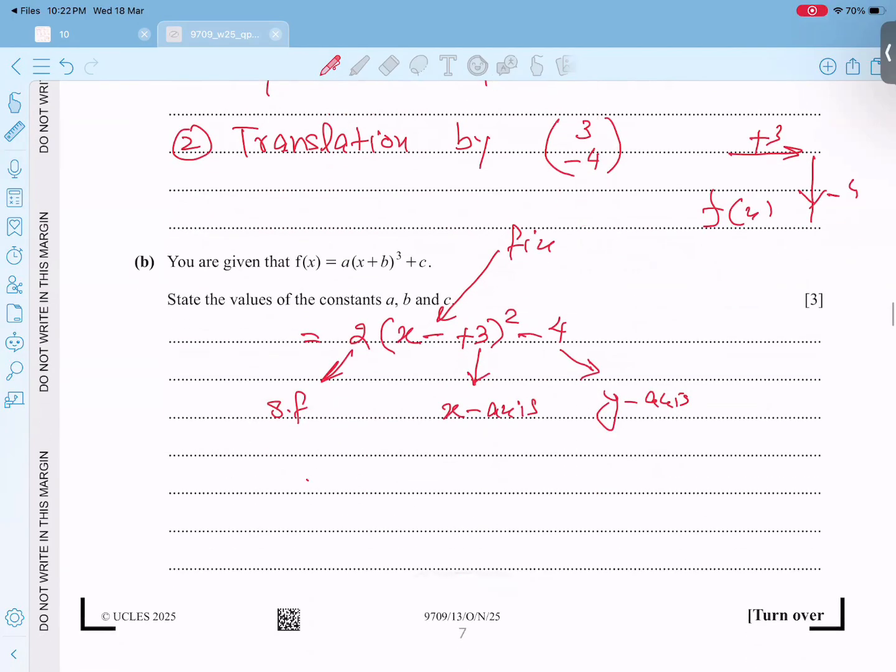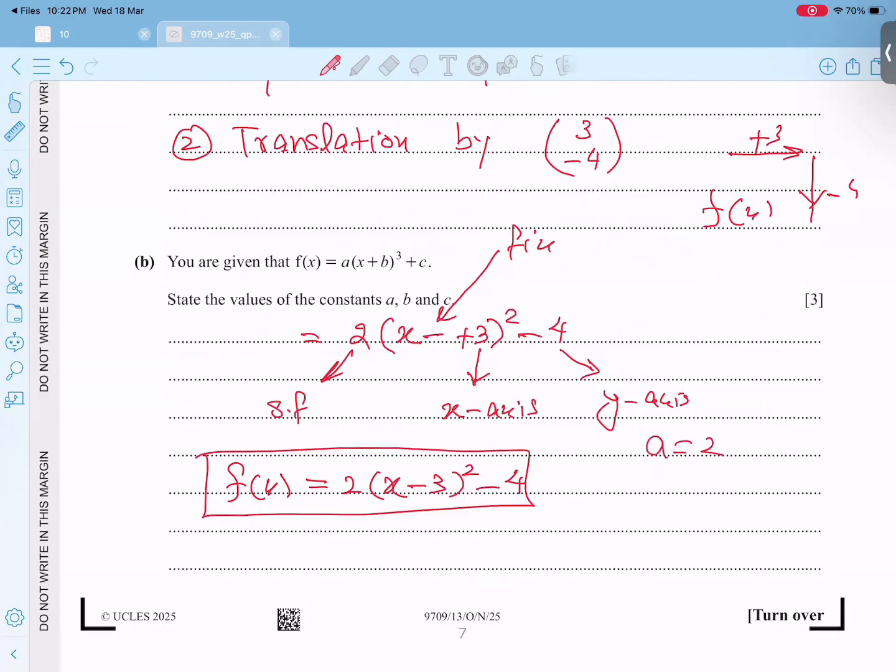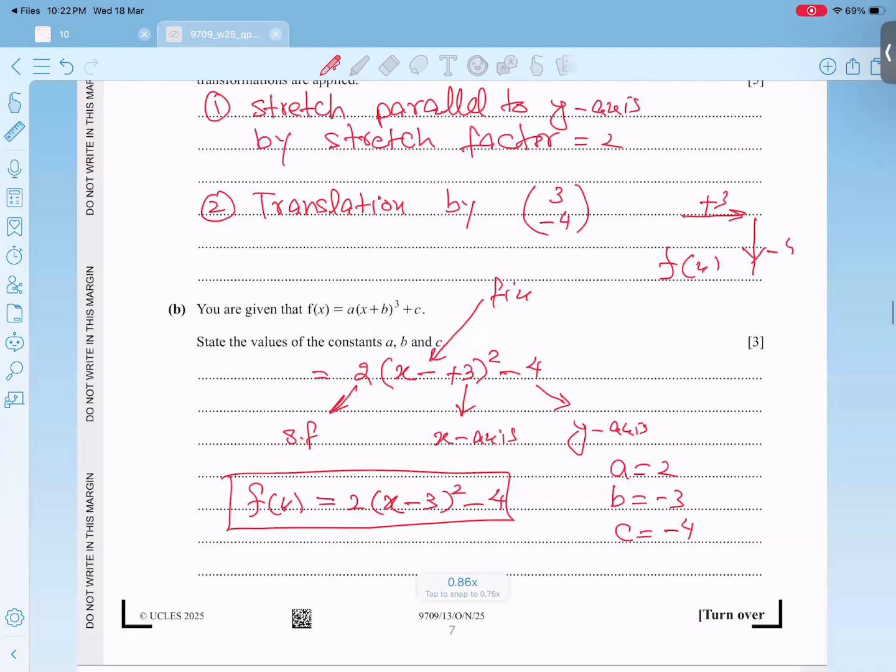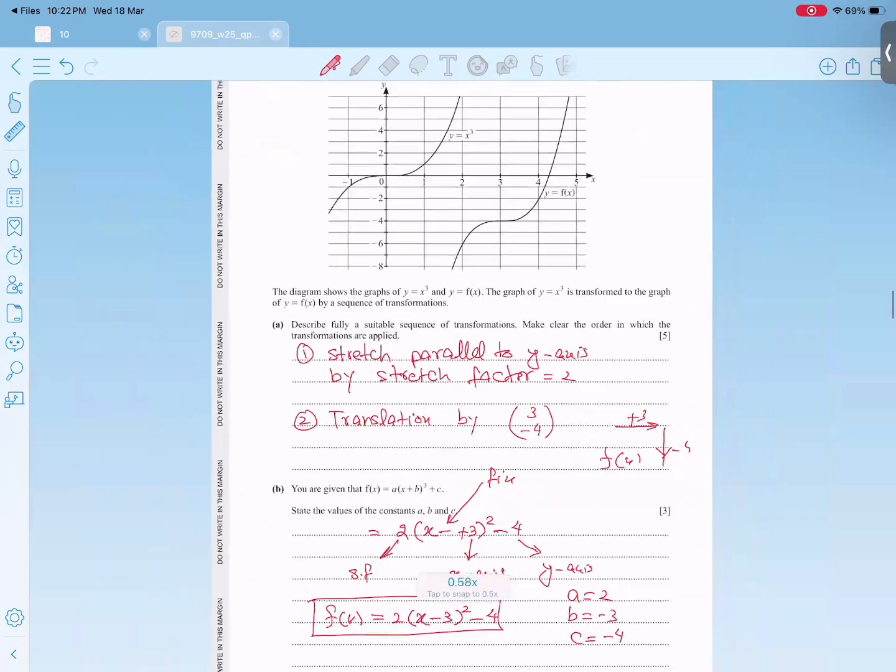So finally, what did I get, students? The final answer I got is 2 times (x minus 3) whole squared, minus 4. And he was asking to state the values. So the A value is 2, B value is negative 3, and C value is negative 4. I hope the concept of the question is very clear, and we got the values. The question is completely done.